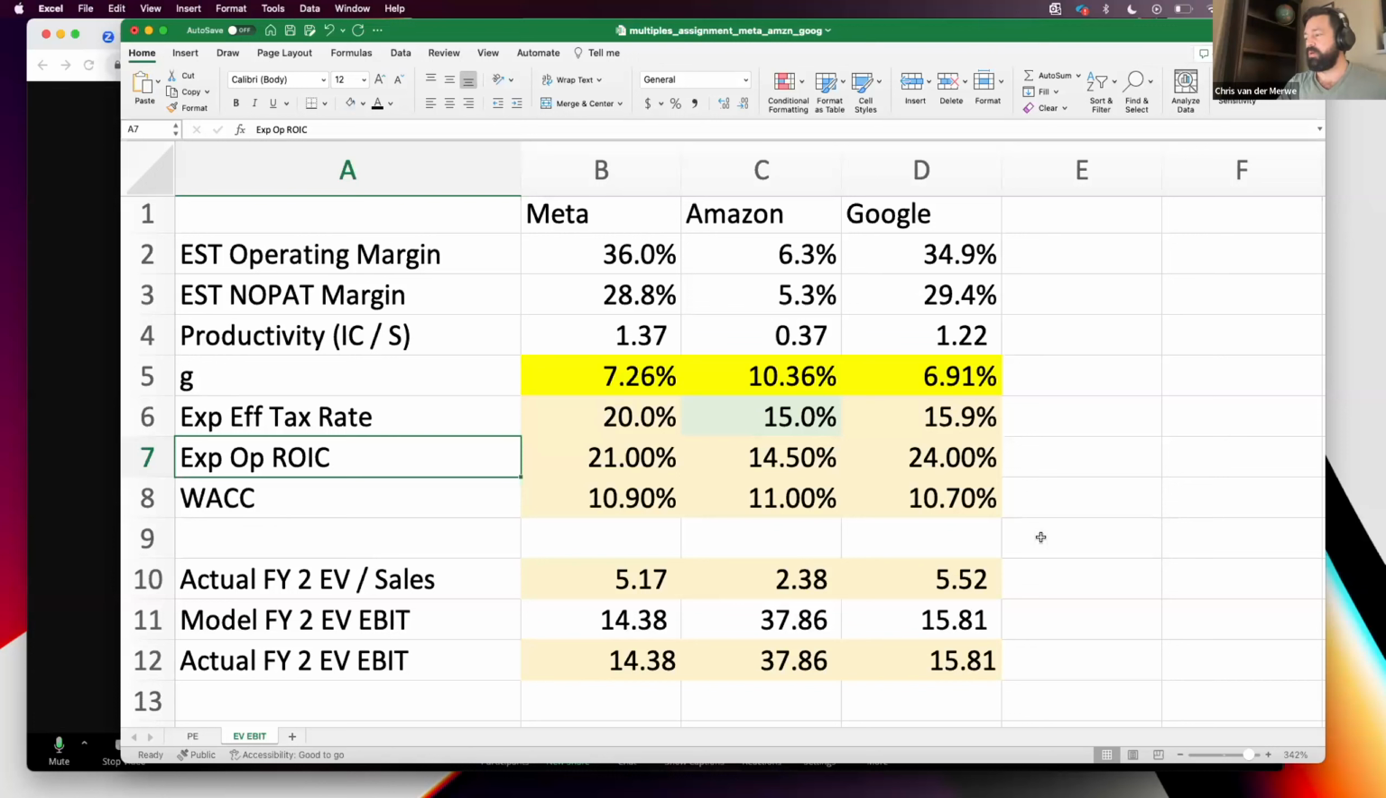Meta's productivity, however, they're spending $1.37 for every dollar of sales that they generate, which appears to be that they're trying to invest in new products and new lines of business, where Amazon is at a full dollar cheaper than that, and seemingly able to maintain that. Google, in a similar space to Meta, $1.22 for each dollar of sales generated, and that's kind of hindering both of those companies. But just because their margin is so high, that's why they both look a little bit better than Amazon on that front.